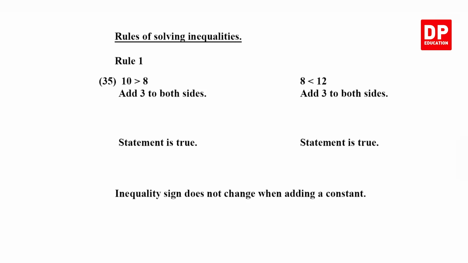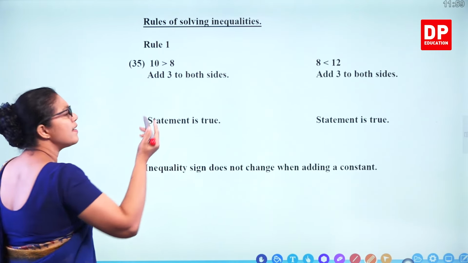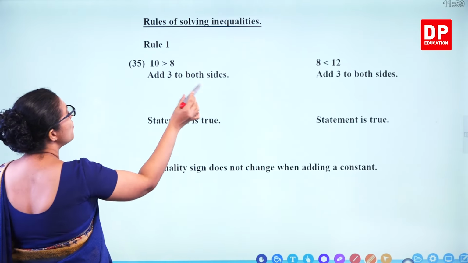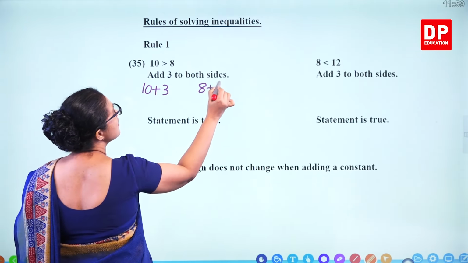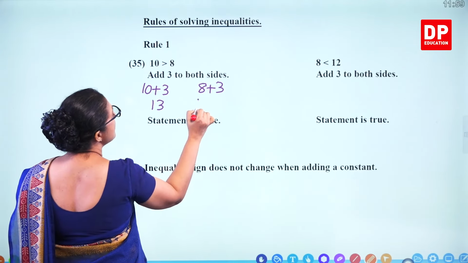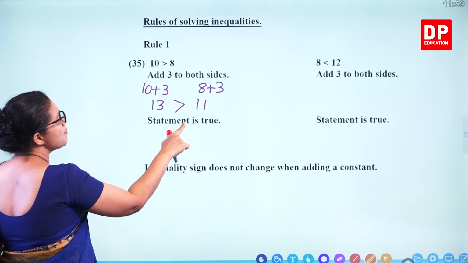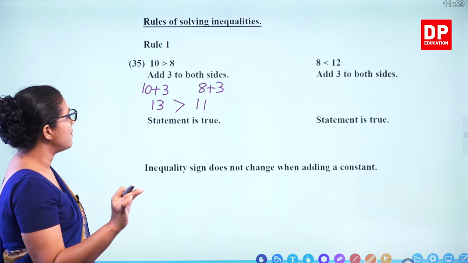So what are the rules of solving inequalities? So we'll take this inequality, 10 is greater than 8. So that's true. So we'll add 3 to both sides. 10 plus 3, 8 plus 3. 10 plus 3 is 13, 8 plus 3, 11. So this is greater. So statement is true. So this is true. 13 is bigger than 11.